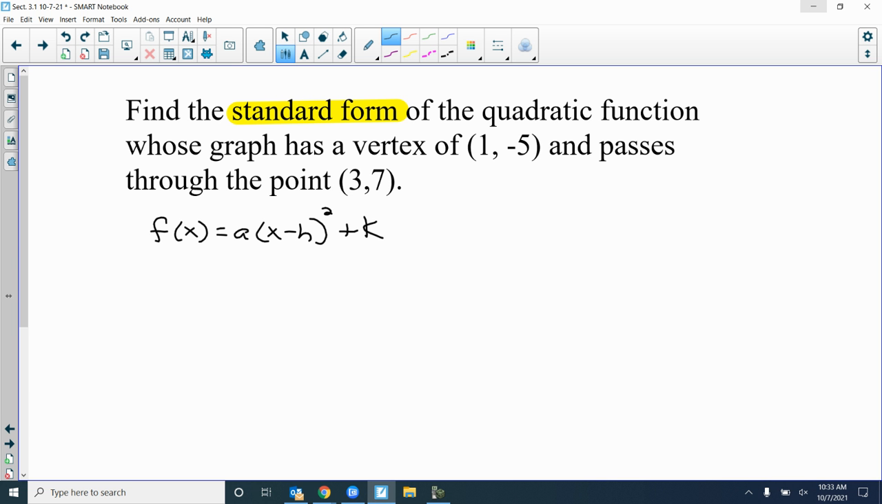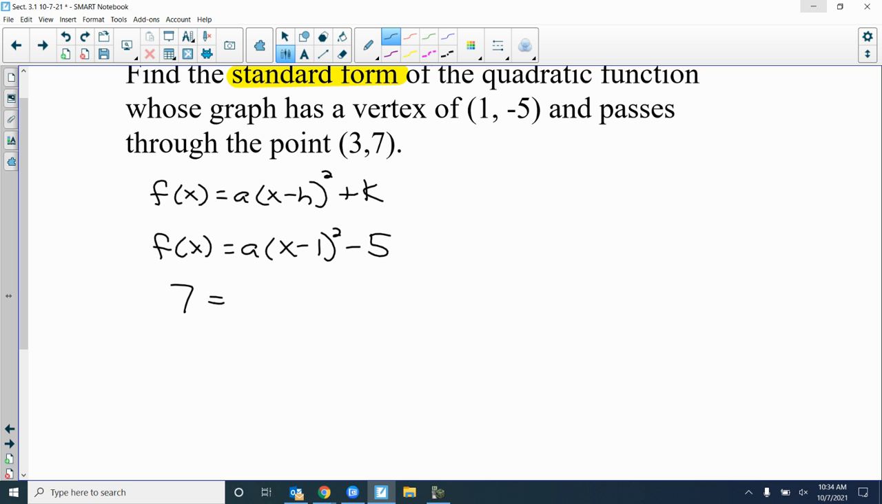1 will go where h is, -5 will go where k is. So I can make this a times x minus 1 squared, k becomes -5. Well, the only thing I don't know is a. So use that point to figure out a. Substitute it in. 3 will go in for x, and then 7 will go in for f of x. So I get 7 for f of x. I don't know what a is. X is 3.